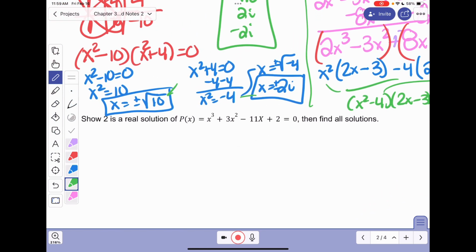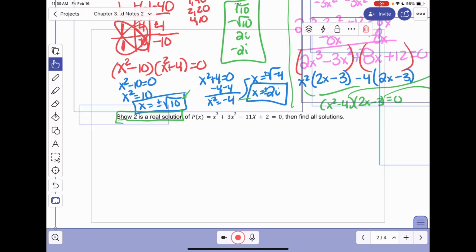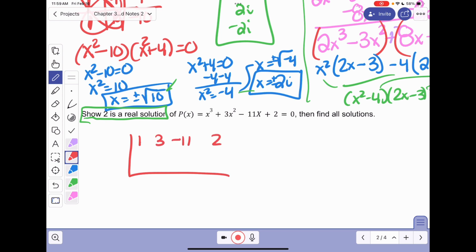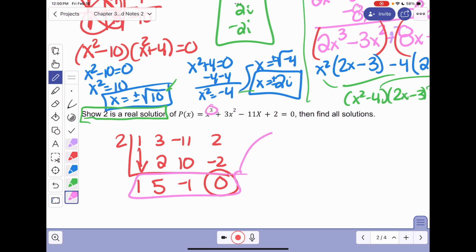Here it's saying show 2 is a real solution. So the easiest way to do that is synthetic division, which we talked about in the last section. So we put our coefficients in an L, 1, 3, negative 11, 2. Put our solution out here, slide this down, 1 times 2, 3 plus 2, 2 times 5, negative 11 plus 10, negative 2 times 1, negative 2 minus 2 is 0. So we've now shown that that's the solution. And where that was cubed, this right here becomes x squared plus 5x minus 1.